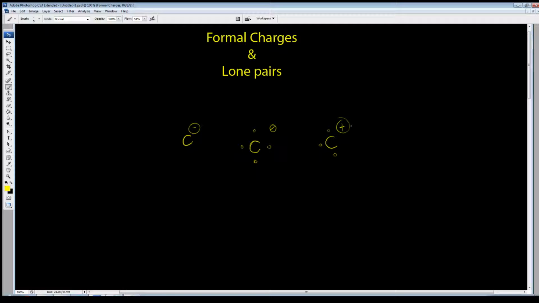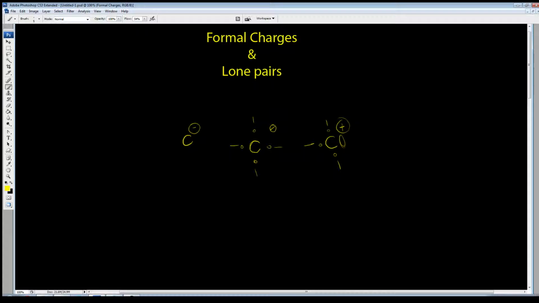And keep in mind, formal charge also affects the bonds that it can make with other atoms. For instance, the neutral one can make 4 bonds with 4 other atoms. But for this one, it can only make 3 bonds. And you understand why, right? Because covalent bonds have to share electrons, and if you don't have any electrons to share, then you really can't make any sort of bond on that side.